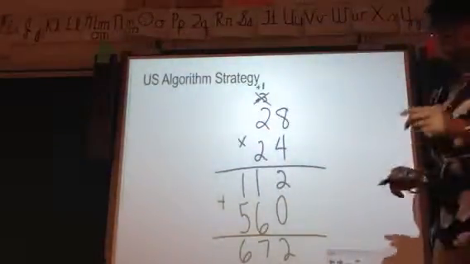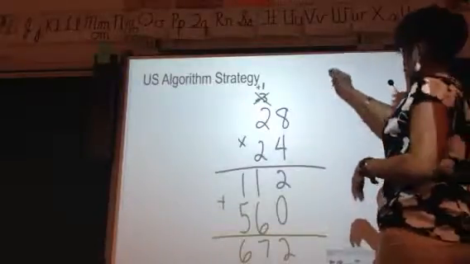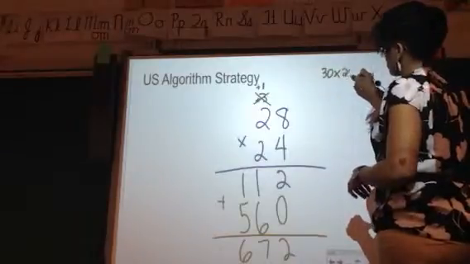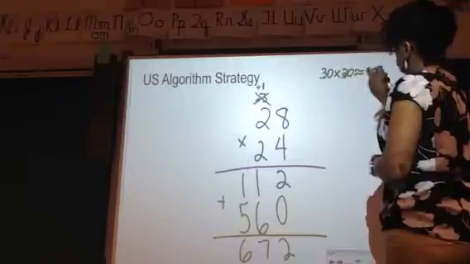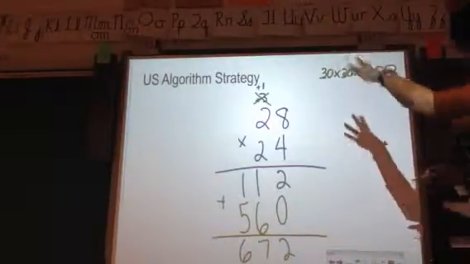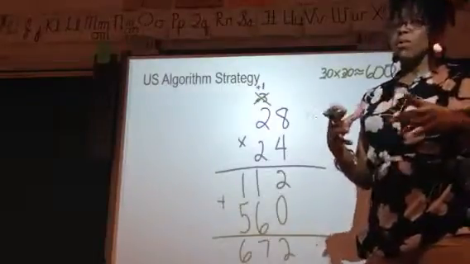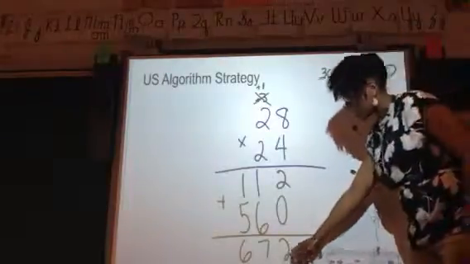One strategy I want to suggest to you: before you solve something, estimate your answer. So 28 is about 30, and 24, we'll just estimate to about 20. So then, think of this as 3 times 2, which is 6. Bring over your 2 zeros. Your answer should be somewhere in the 600s. With multiplication, you want to at least be within like 100, 200. So we see that this answer is reasonable.